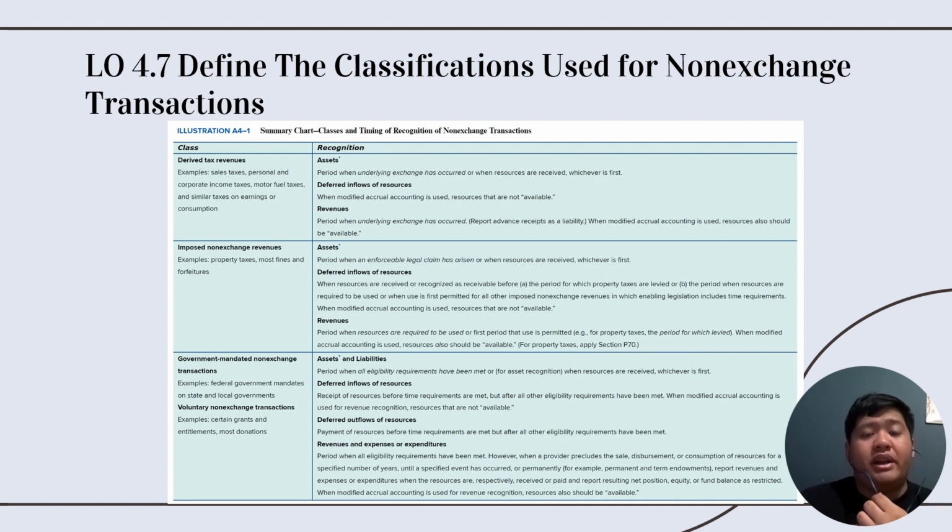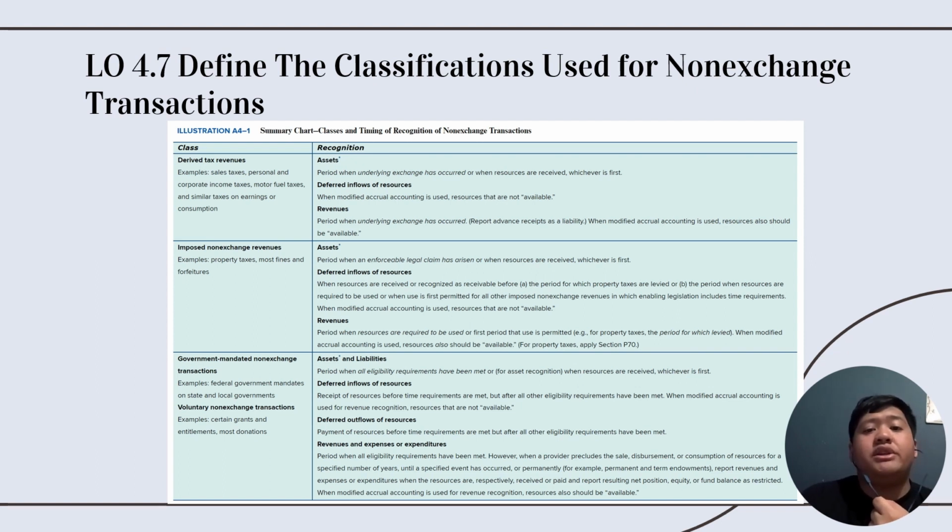Now, the government-mandated non-exchange transaction consists of federal government mandates on state and local governments, and it can be recognized through assets and liabilities during the period when all eligibility requirements have been met, or when resources are received, whichever is first. And then the voluntary non-exchange transaction consists of certain grants and entitlements and most donations, and it can be recognized through the deferred outflows of resources through the payment of resources before time requirements are met, but after all other eligibility requirements have been met.